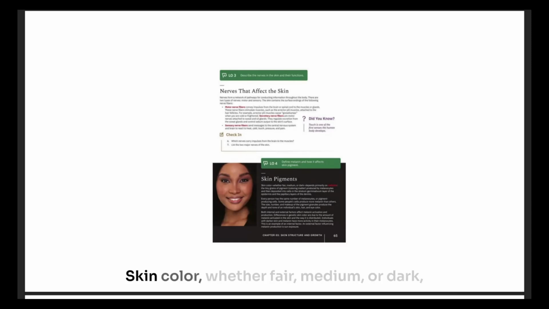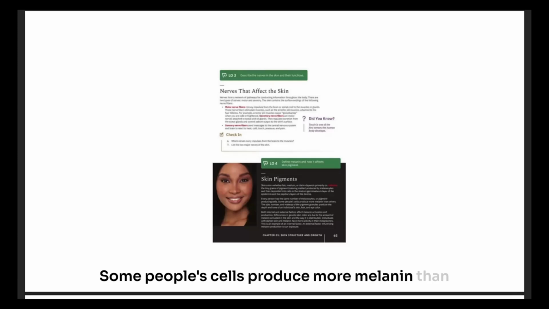Skin pigments. Skin color, whether fair, medium, or dark, depends primarily on melanin, the tiny grains of pigment coloring matter produced by melanocytes and then deposited into cells in the stratum germinativum layer of the epidermis and the papillary layers of the dermis. Every person has the same number of melanocytes, or pigment producing cells. Some people's cells produce more melanin than others. The size, number, and makeup of the pigment granules produce the depth and the tone of an individual's skin, hair, and eye color. Both internal and external factors affect melanin activation and production.